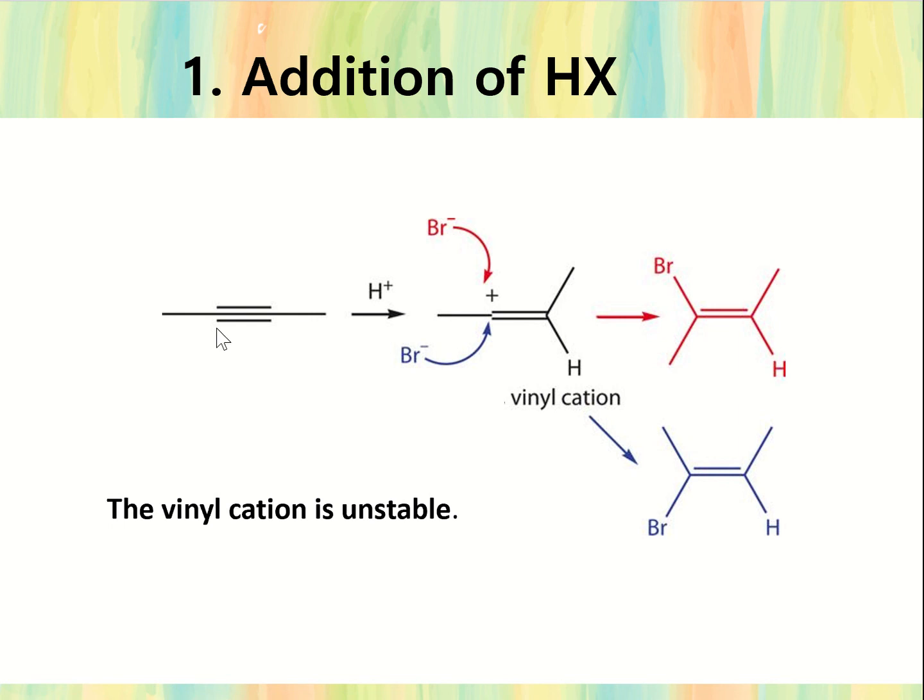So let's see what happens here. For the addition of HX, we have our alkyne here, and in the presence of acid, this triple bond will be nucleophilic, and the hydrogen will be added to one carbon. Clearly it is symmetrical, so it doesn't really matter. So the hydrogen will add to one carbon, and then the positive charge will be on the other carbon.